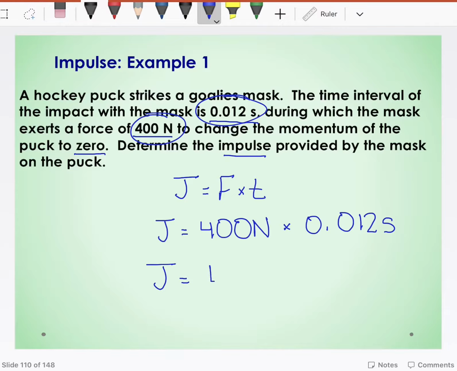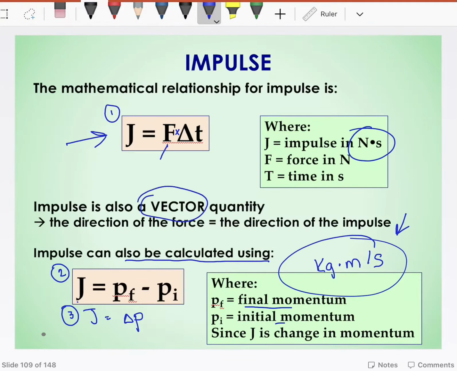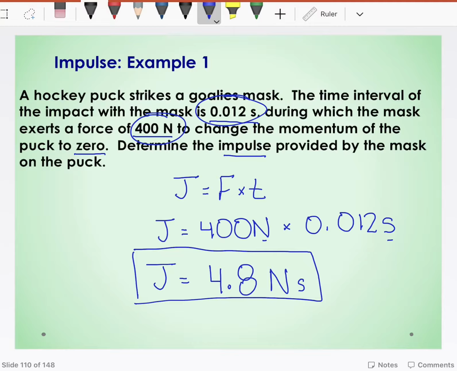And that's going to equal 4.8, and in this case, my units become Newton seconds. So the goalie's mask had to provide an impulse of 4.8 newton seconds in order to stop the momentum of the puck. Okay. Now, you could also indicate that impulse would have been negative if you were referring to the motion of the puck as the forward direction, but we don't really have any guide here. Just keep in mind, impulse is a vector, so the direction of the force would equal the direction of the impulse.